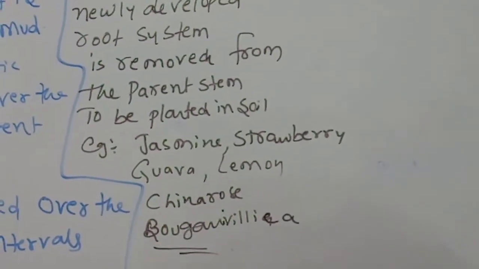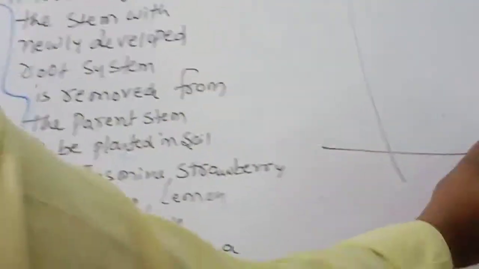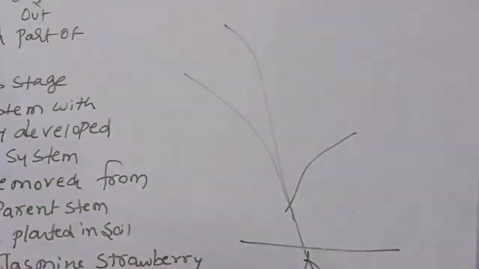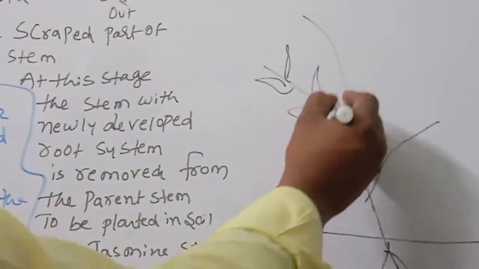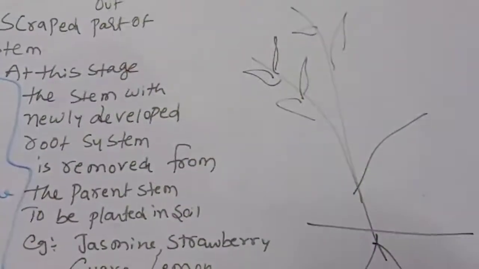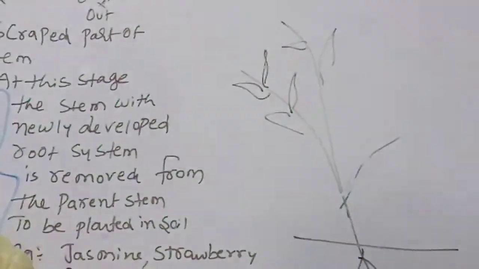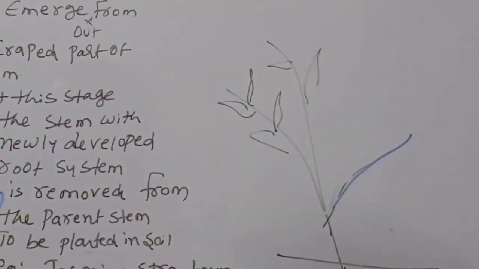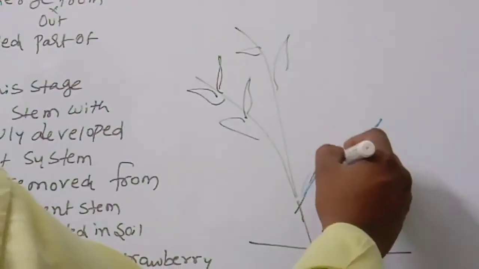Okay, children, see the picture, you will understand. This is the plant, right? Like this, branches will be there, and the leaves will be like this. Now in this particular stem, we are making one graft.